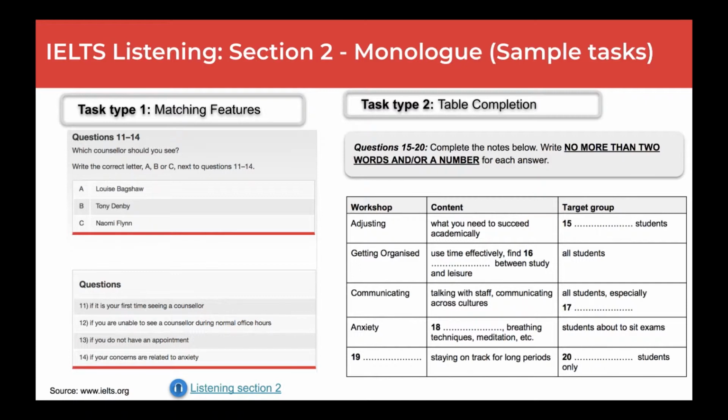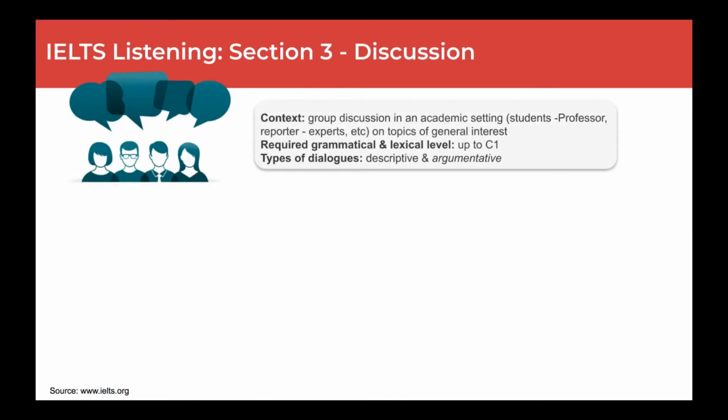However, if you want to try, go ahead and access the presentation and listen to the section and follow the instructions. Okay, now on to section 3, which, as you remember, is a discussion. And it's a group discussion with up to 4 people. It could happen in the classroom between professors and students.